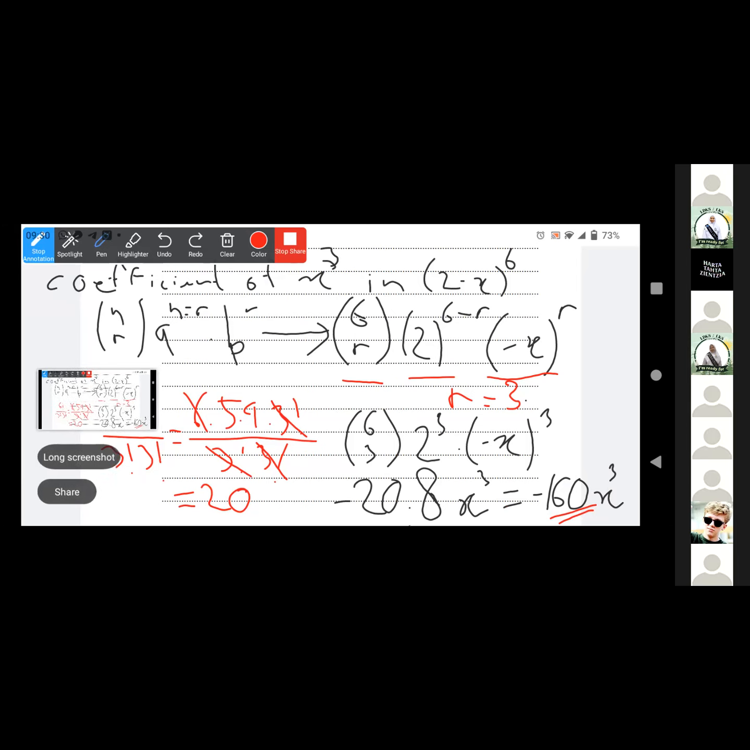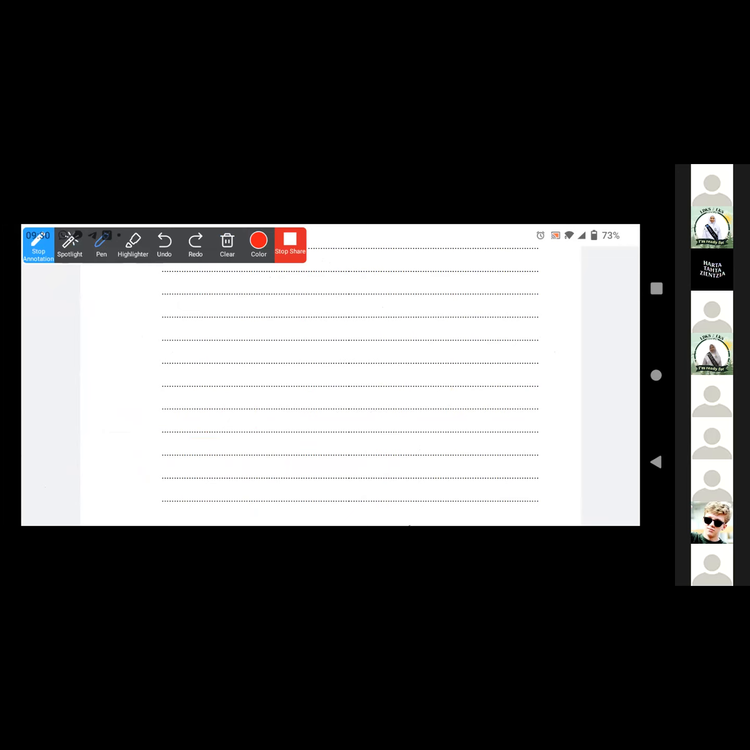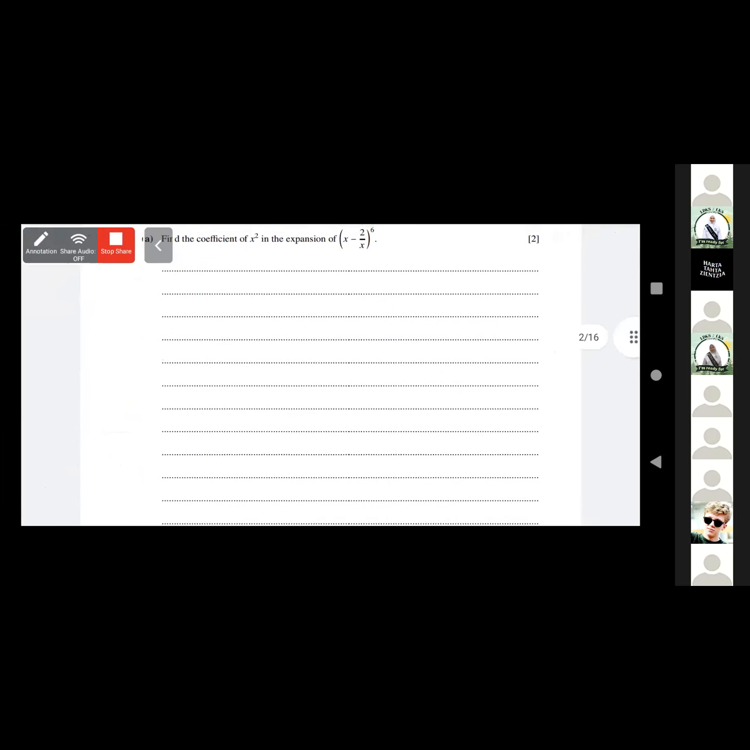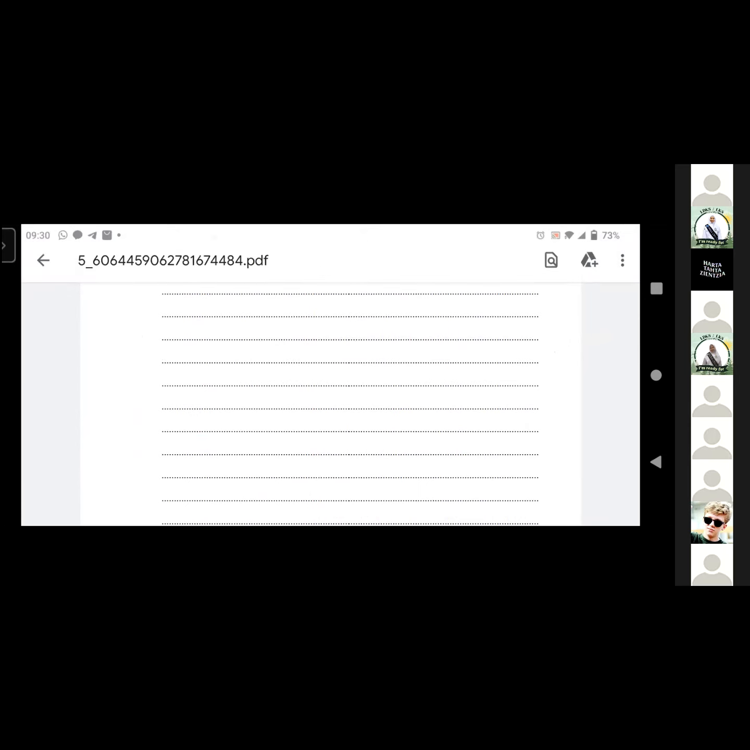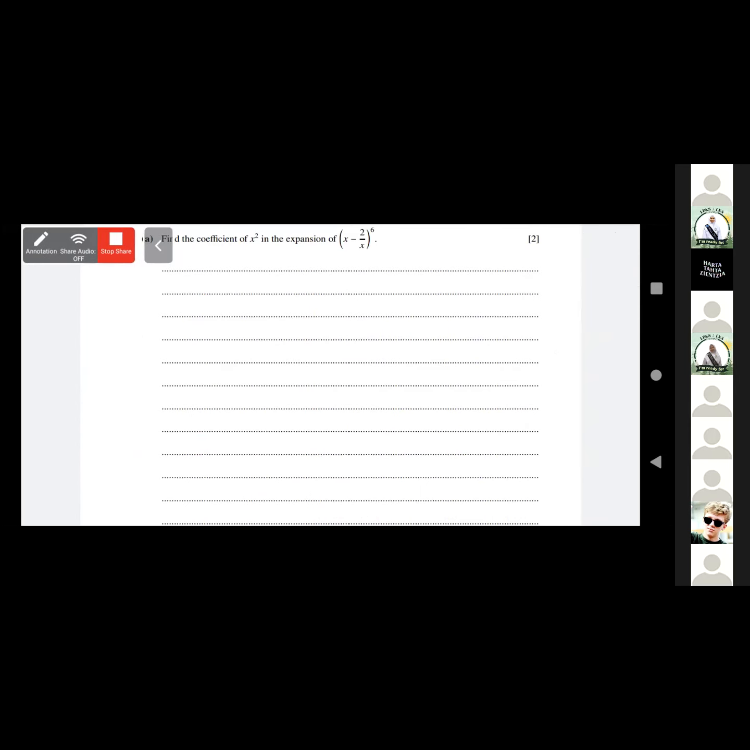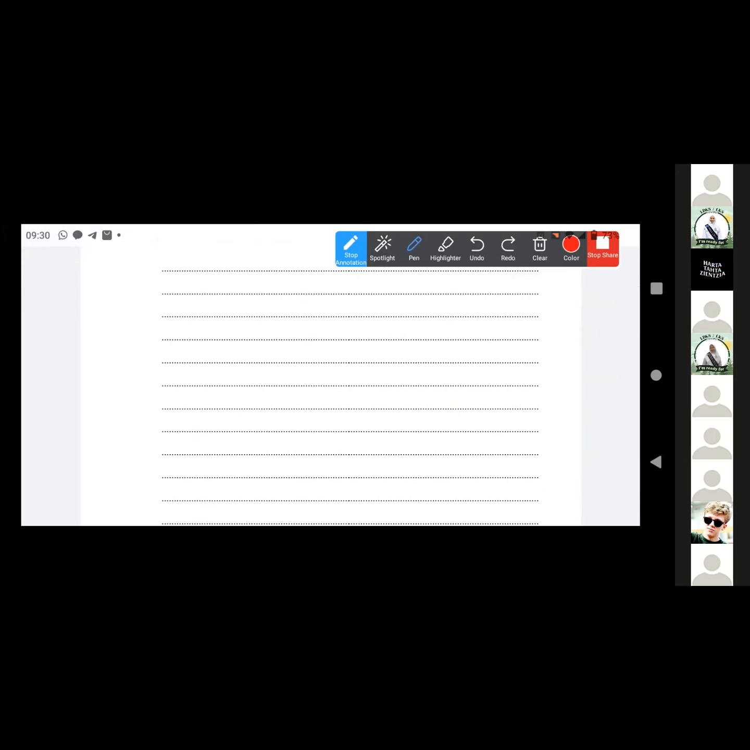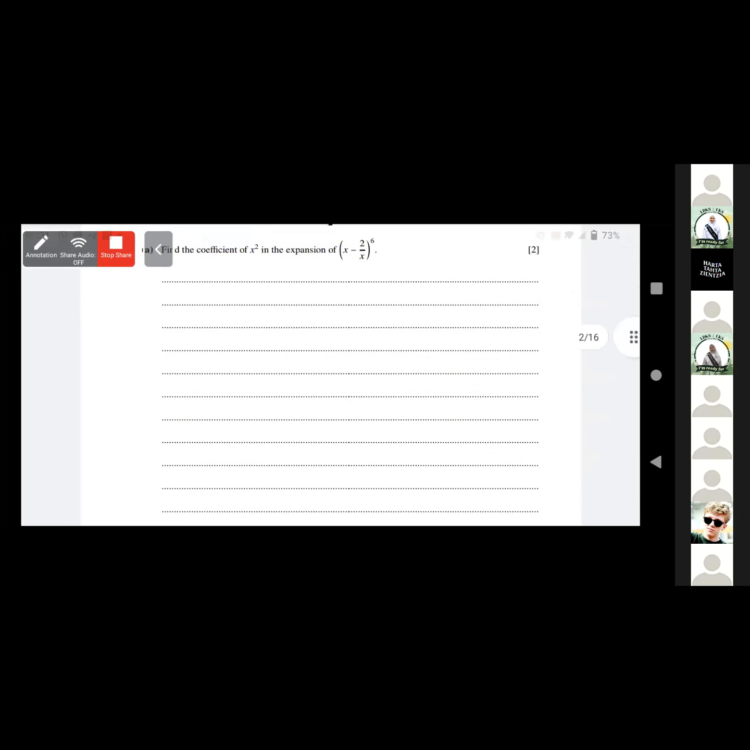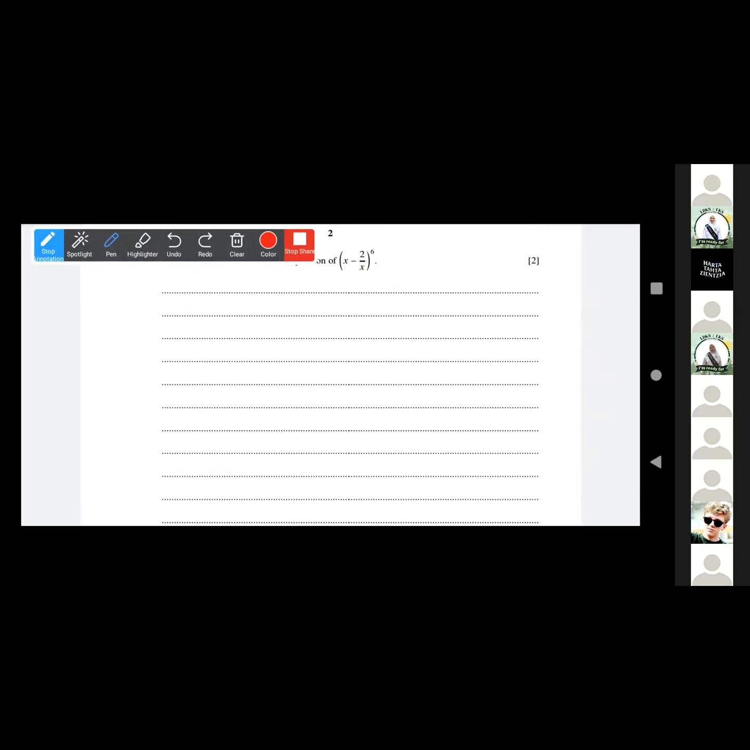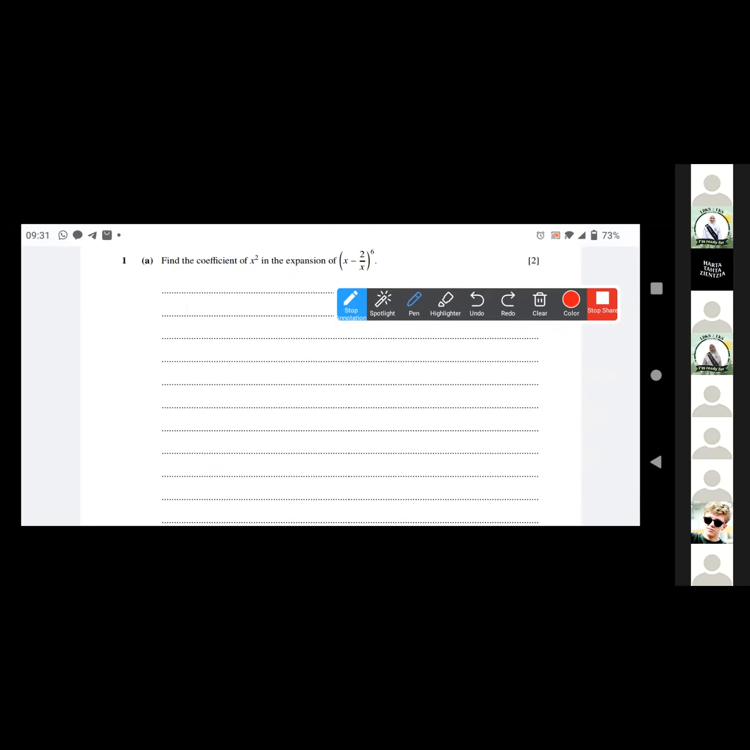So, one more example from the past paper. Okay, let me clear this one. Now let's look at the real example from a past paper. Find the coefficient of x squared in the expansion of x minus 2 over x to the power of 6. Just like before, we can do similar things. So we know that each factor looks like this: x minus 2 over x to the power of 6.